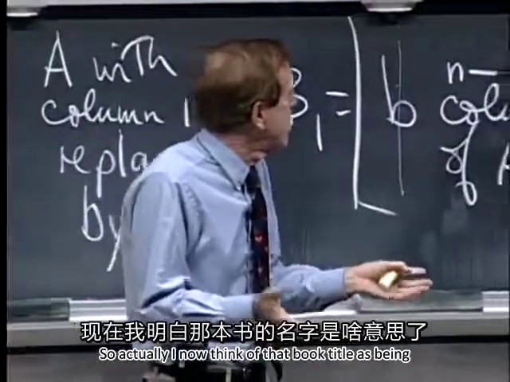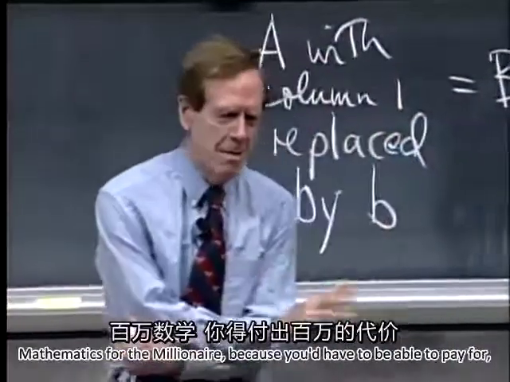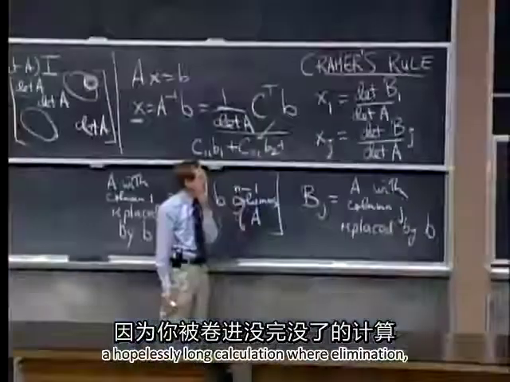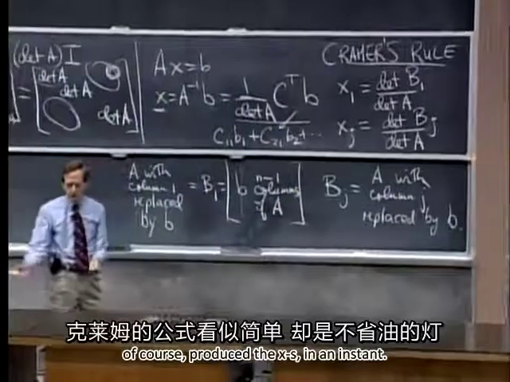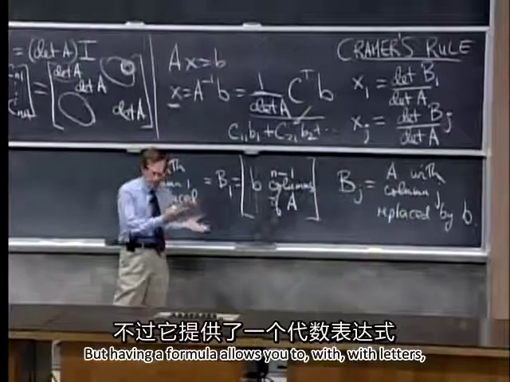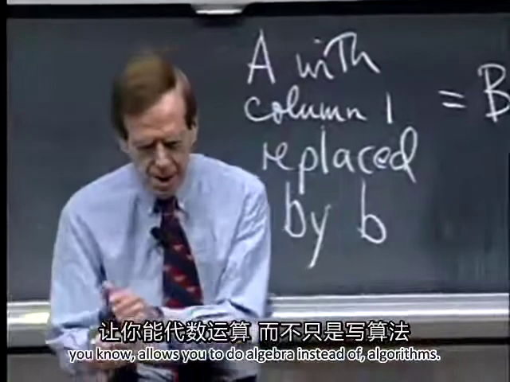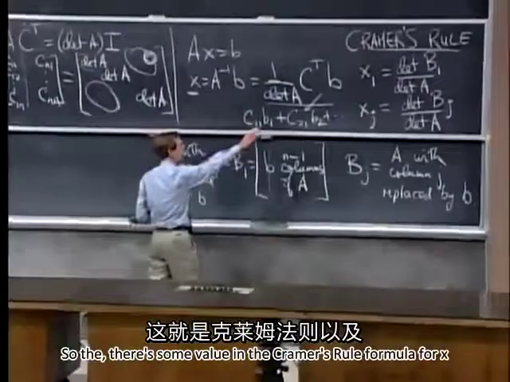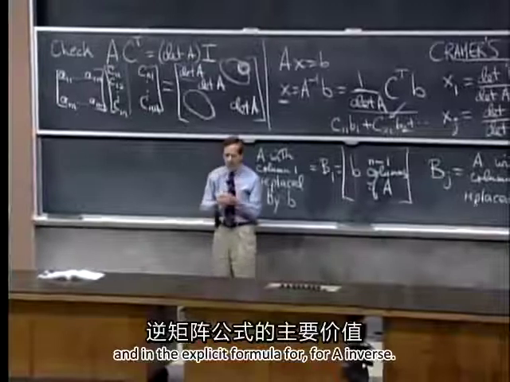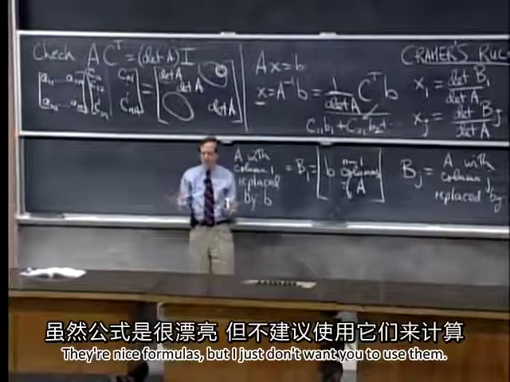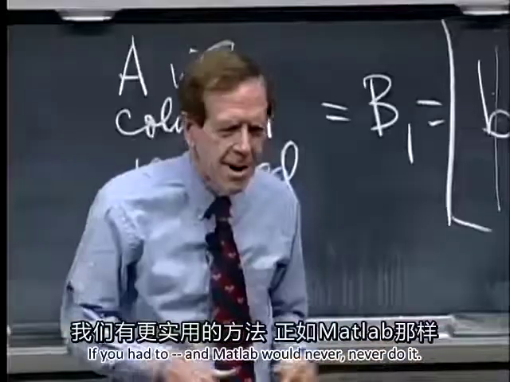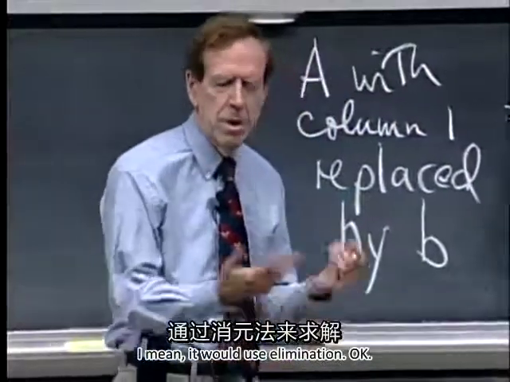So I now think of that book title as being Mathematics for the Millionaire, because you'd have to be able to pay for a hopelessly long calculation where elimination, of course, produced the x's in an instant. But having a formula, with letters, allows you to do algebra instead of algorithms. So there's some value in the Cramer's rule formula for x and in the explicit formula for A inverse. They're nice formulas, but I just don't want you to use them. That's what it comes to. MATLAB would never do it. I mean, it would use elimination.